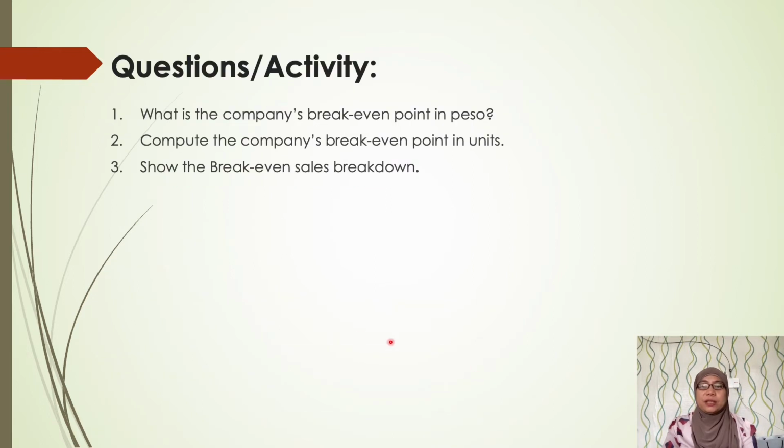So, my questions for this problem or activity are: number 1, what is the company break-even point in peso? Number 2, compute the company break-even point in units. And the last one is, show the break-even sales breakdown.